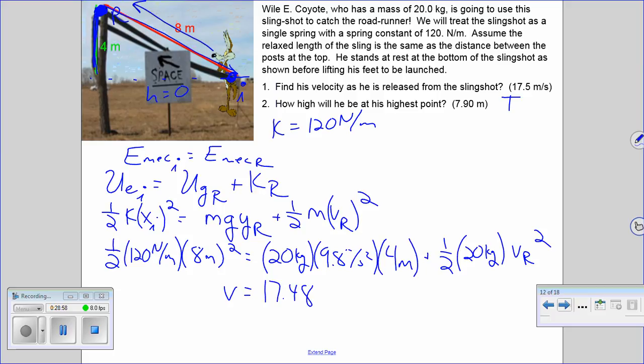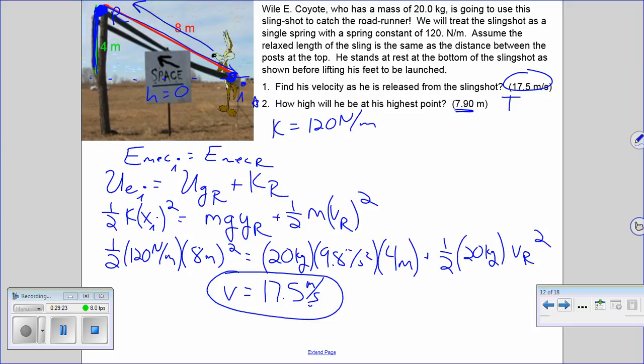And obviously for sig figs, I rounded it off to 17.5. When I solved number 2, though, I did not round it. I used this unrounded number, okay? So just note, if you solve number 2 using just 17.5, because of rounding, this answer ends up being a little bit lower, but whatever. Okay, so there you go. So that's part A.